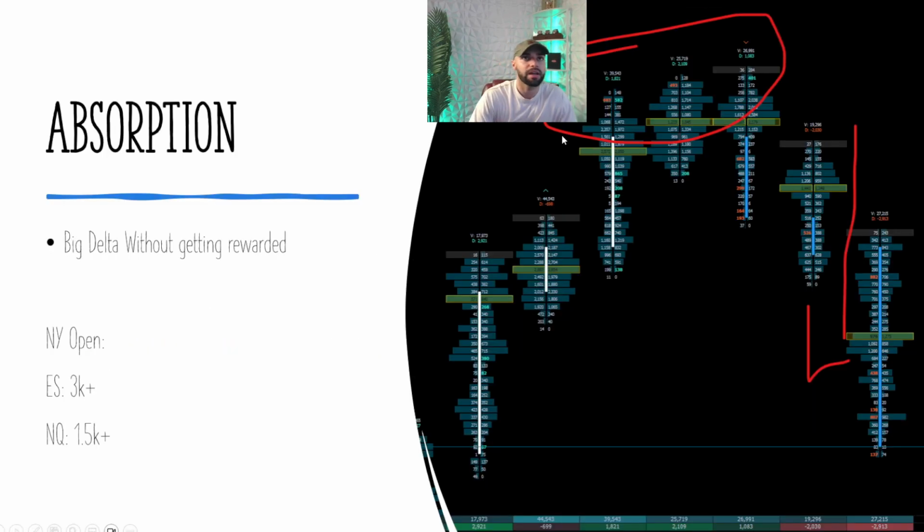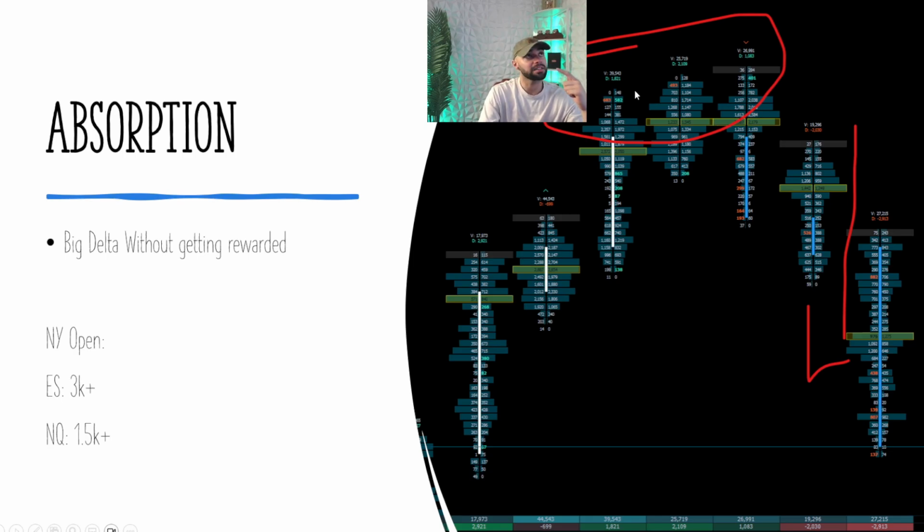Now, absorption, right? Usually for absorption, the New York Open is the time I'm trading on these candlesticks. If I see 3,000 positive delta and price does not move up in a 3-candle combination, I want to go short because that's massive absorption. It's basically big delta without getting rewarded. You're seeing all these buyers aggressively buy at the ask, yet the market does not move up. All it's telling you is that there's a lot of passive sellers absorbing all those aggressive buyers, and the market then starts tanking, right?